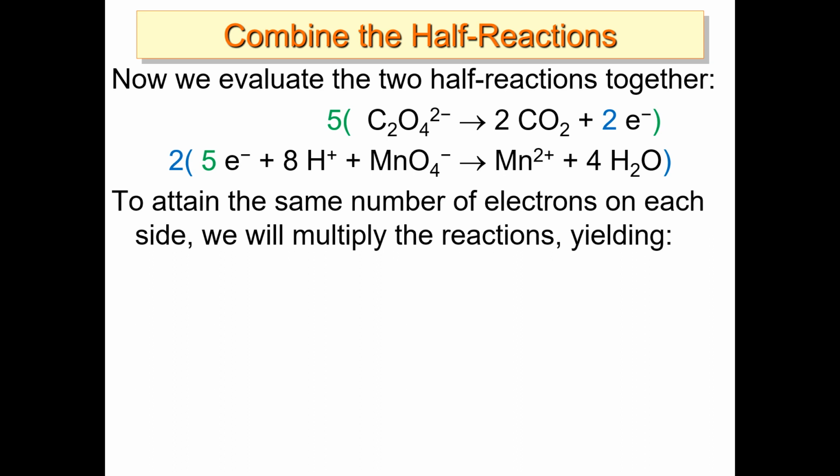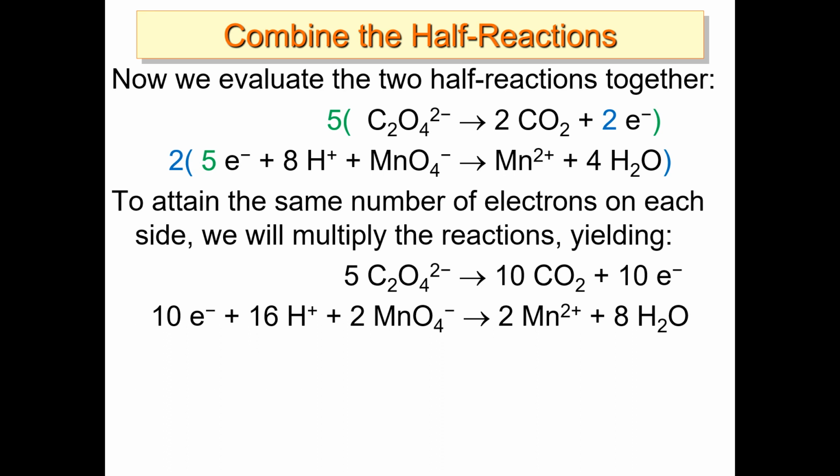It will always work that you multiply each by the other, but you don't always have to. If one is 4 and the other is 2, then don't multiply the 4 one, just multiply the 2 one. And so we have 5 oxalate, 10 CO2s, and 10 electrons. And then 10 electrons, 16 hydrogen cations, the 2 permanganates, 2 manganese, and 8 waters. And so this is the N in the Nernst equation.